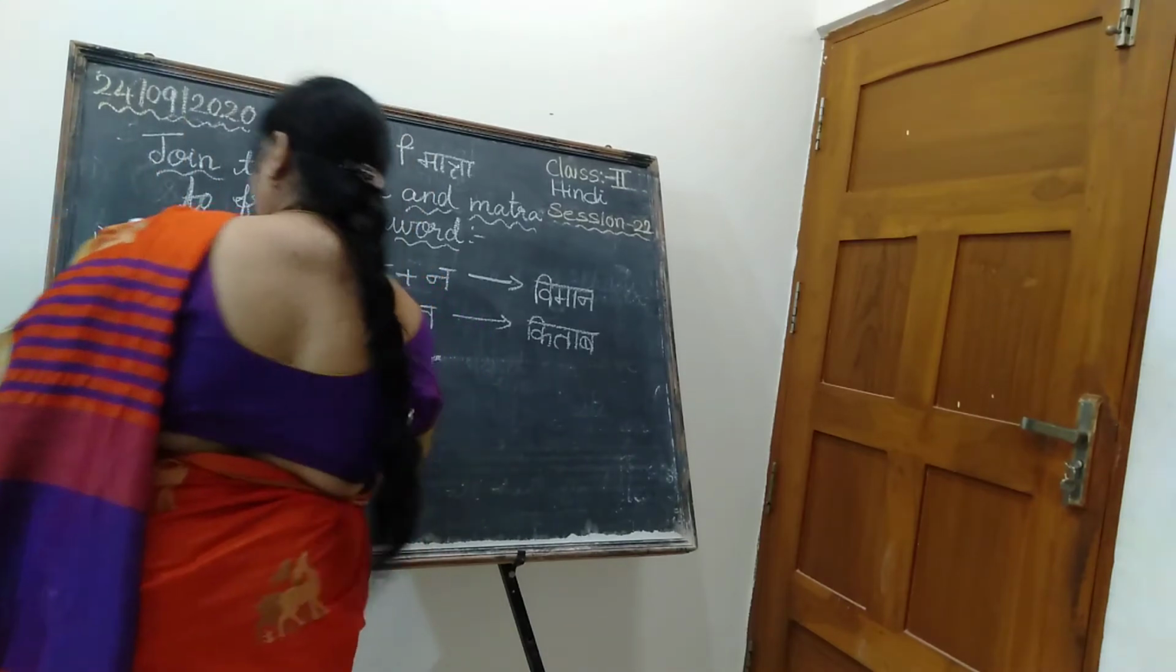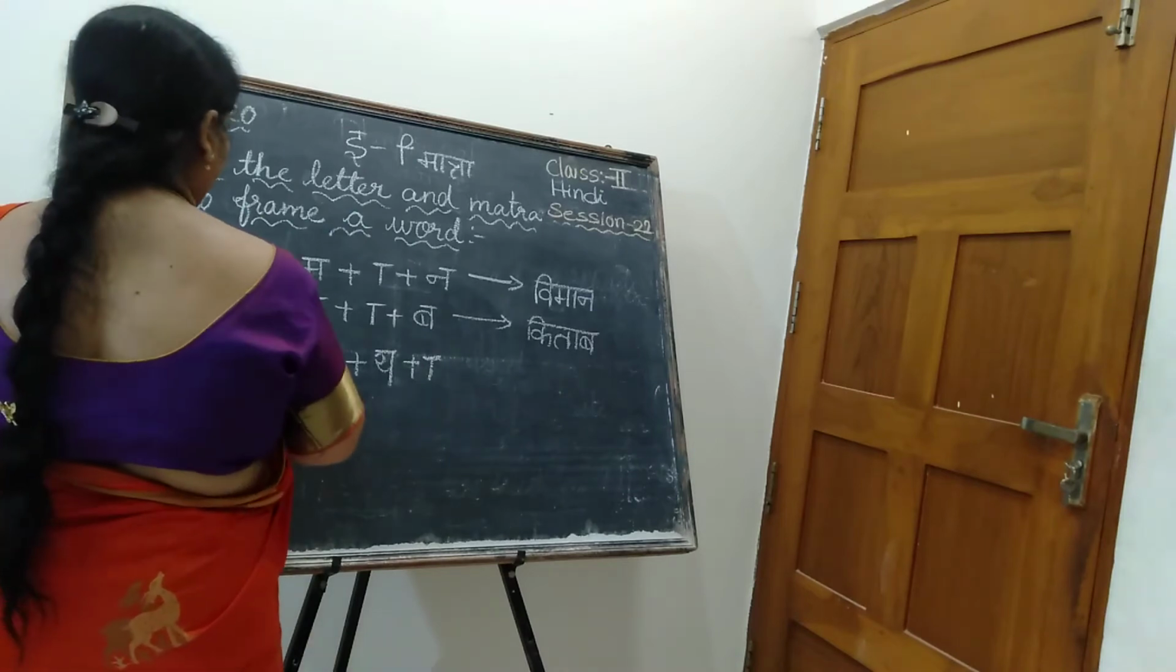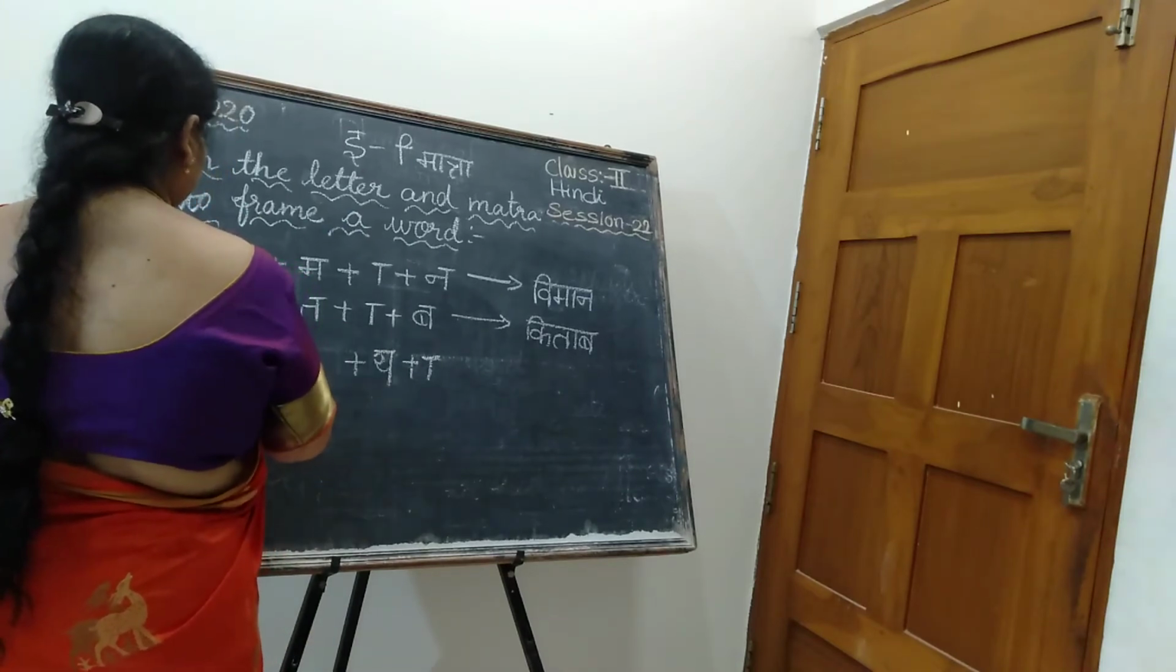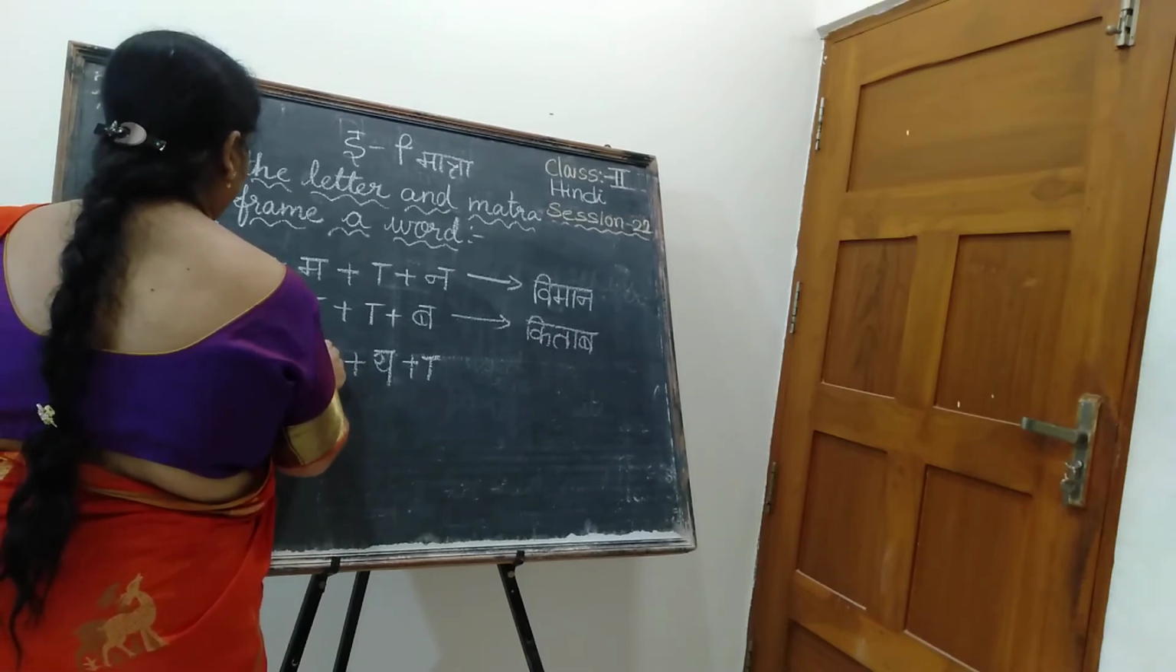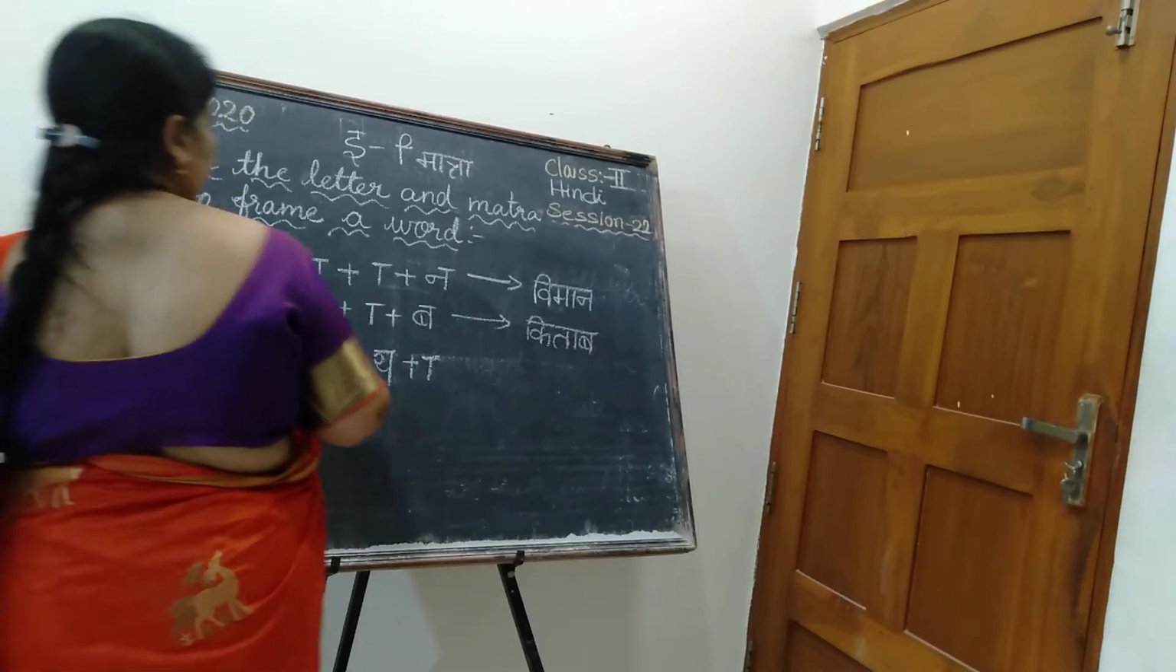So I'll do one thing. If I write like this, you will get confused. I will change the matra like this. Nadiya spelling: Na plus choti ki matra plus the. Okay. Now it is very easy, isn't it?